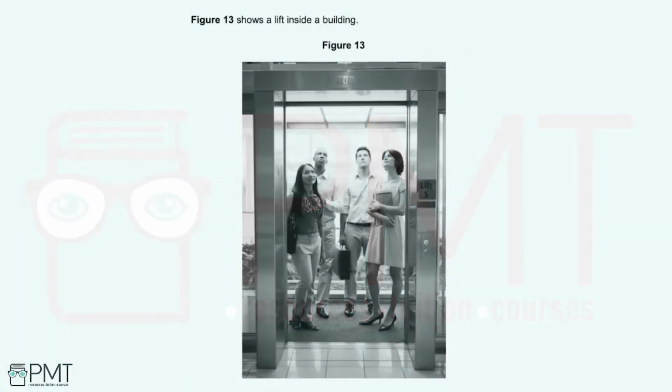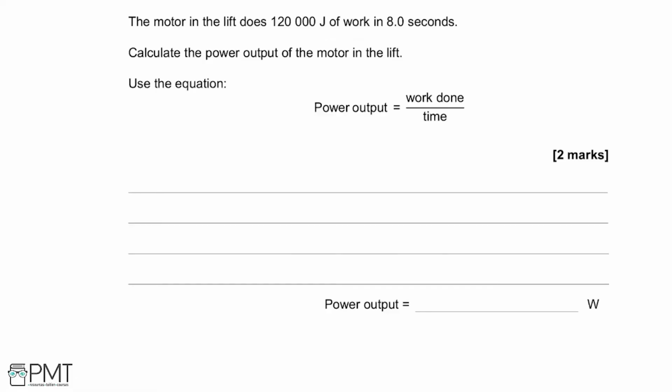Figure 13 shows a lift inside a building. The motor in the lift does 120,000 joules of work in 8.0 seconds. Calculate the power output of the motor in the lift. Use the equation power output equals work done divided by time. For this question, all we need to do is substitute the values in the question into the equation.